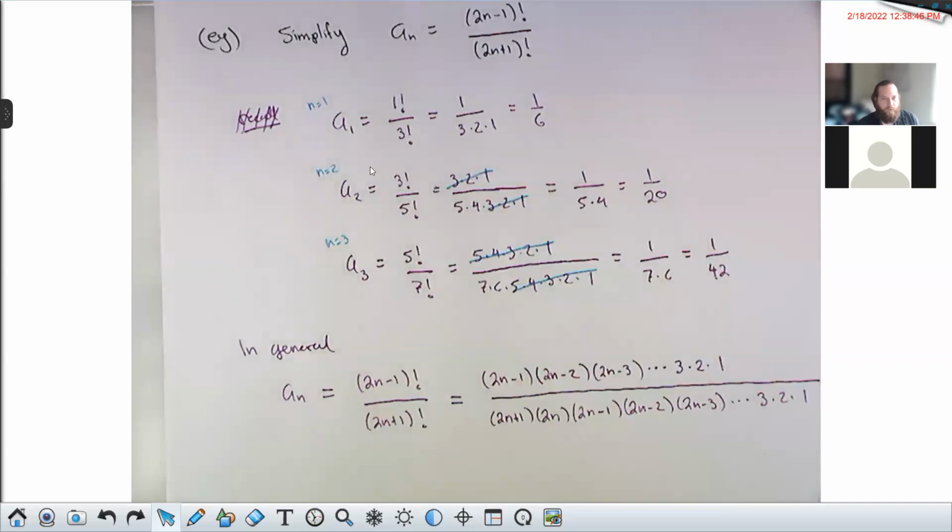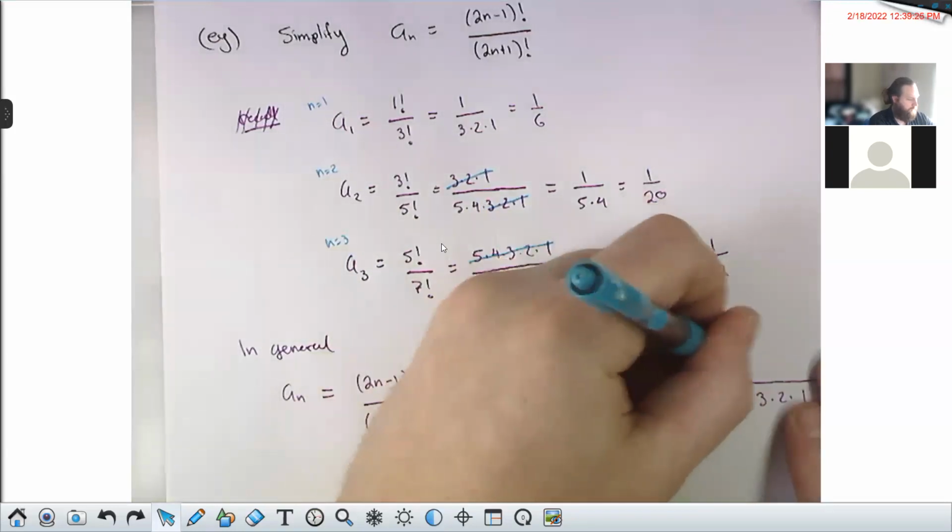So look at A2, right? In A2, all the terms from the top canceled. And what was left over was just the first 2 terms from the factorial in the denominator, 5 times 4. In A3, all the terms from the top canceled, and what was left was just the first 2 terms from the denominator, 7 times 6. A4 would be 7 factorial over 9 factorial, and you might deduce from this pattern that all you would have after you cancel everything is 1 over 9 times 8, and that's correct.